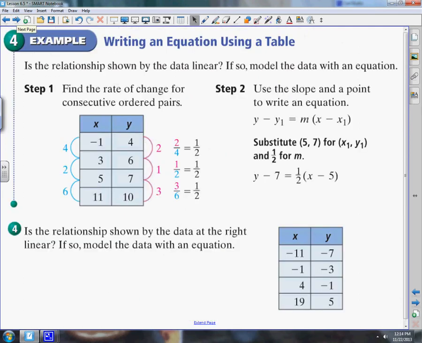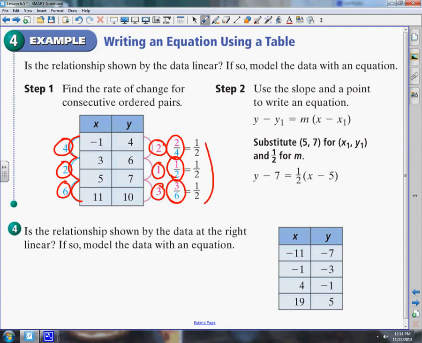All right, writing an equation using a table. Is the relationship shown by the data linear? If so, model the data with an equation. So I'm going to look at this and I'm going to say, okay, it goes up by 4, then 2, then 6. So it's not going up steadily on x. On y, it goes up by 2, and then 1, and then 3. So I'm going to divide it. So I'm going to put 2/4 right here. And then I'm going to put 1/2, rise over run, and then I'm going to put 3/6. Oh, well, then I can see that my slope is 1/2. It just isn't a nice, perfectly set up table. It's just kind of random.